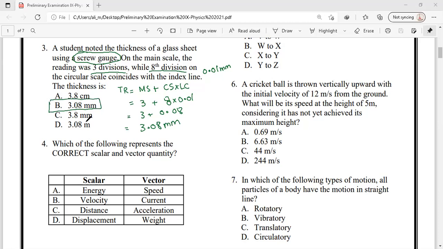Then let's see question number 4. Which of the following represent correctly the scalar and the vector quantity? Scalar और vector quantity को हमें identify करना है. Energy is a scalar while speed is not a vector quantity. Similarly, velocity is not a scalar quantity and displacement is not a scalar quantity. Distance is a scalar and acceleration is a vector. So option C is the correct answer in this question.